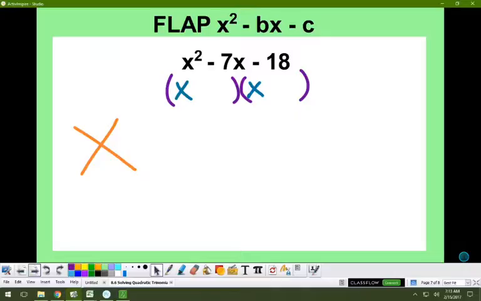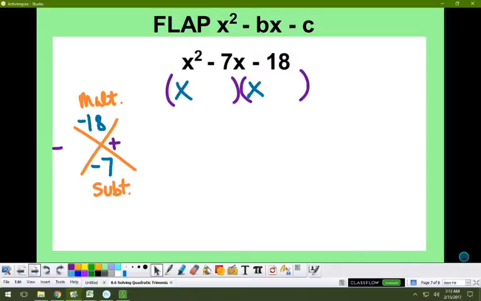This time I'm looking for a number that multiplies to get negative 18, and this time subtracts to get negative 7. So again, because it's multiplying to equal a negative number, one has to be negative and one has to be positive, okay? And this time, since what I'm trying to add or subtract to is a negative number, then my bigger number needs to be negative this time.